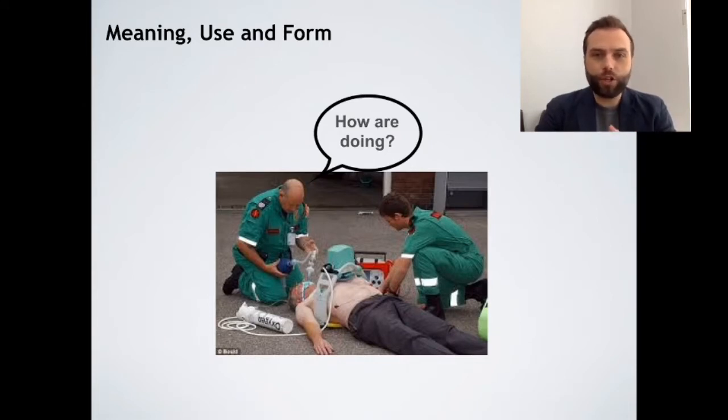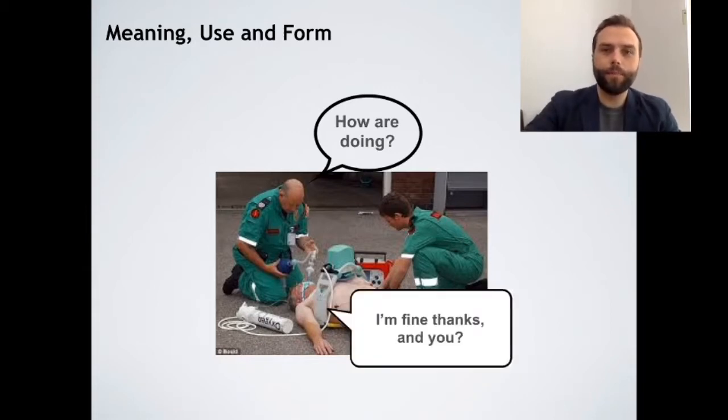You can see a picture here of two medics and one very sick gentleman on the floor, and the medic asks him, "How are you doing?" Okay, and he answers, "I'm fine, thanks. And you?" Okay, so is this a good place? Is this a good time to be using this kind of response? No. Okay, so you can see that language exists within context.